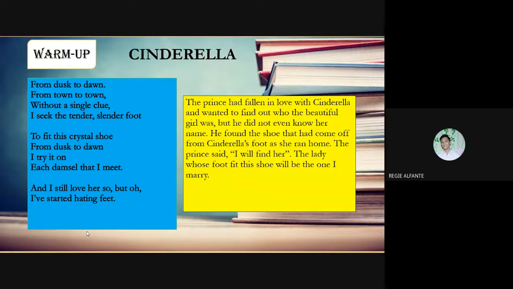So I have here the warm-up activity. These two texts have the same meaning or message. All you need to do is to spot the differences of the two texts, how it is written. So you need to spot the difference of these two texts based on the structure, choice of words, and other differences.